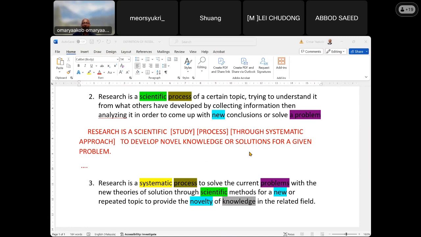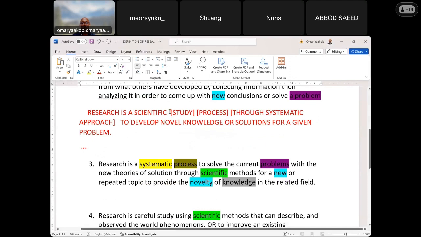Through systematic approach, do we need it? Prof, may I? Nuris. Yeah, go ahead. Just now I checked on the definition of scientific. The systematic process is actually included, incorporated in systematic approach. So we can always say the research is a scientific study, and we can take out the process through systematic approach. Okay, good, Nuris. We come back to what I said.